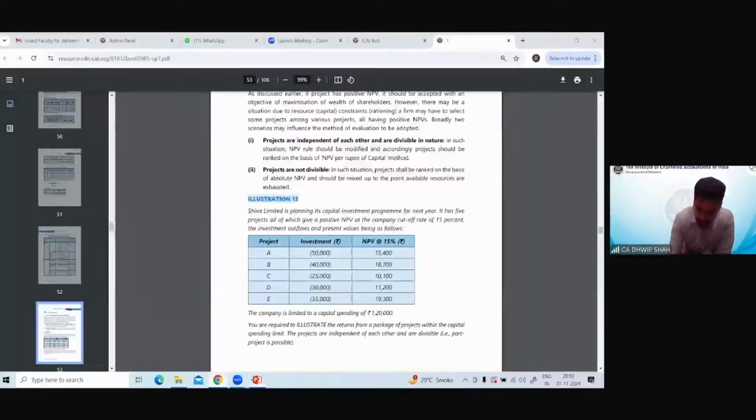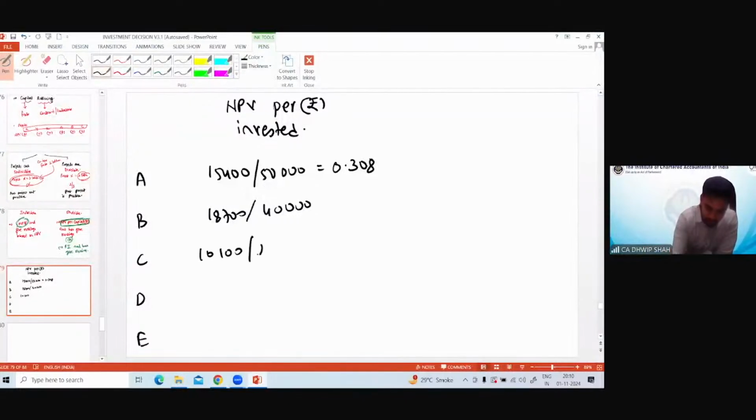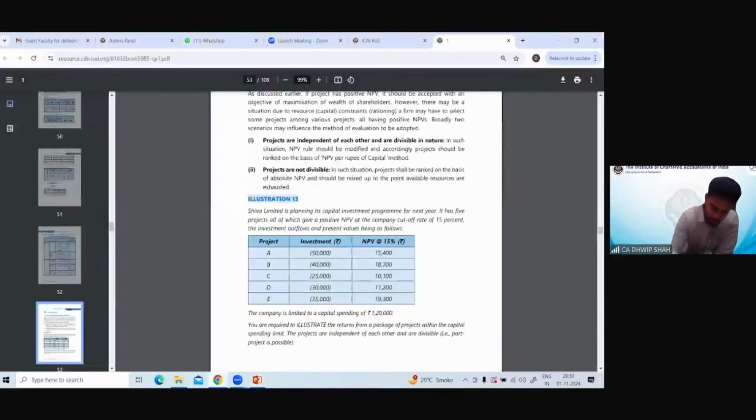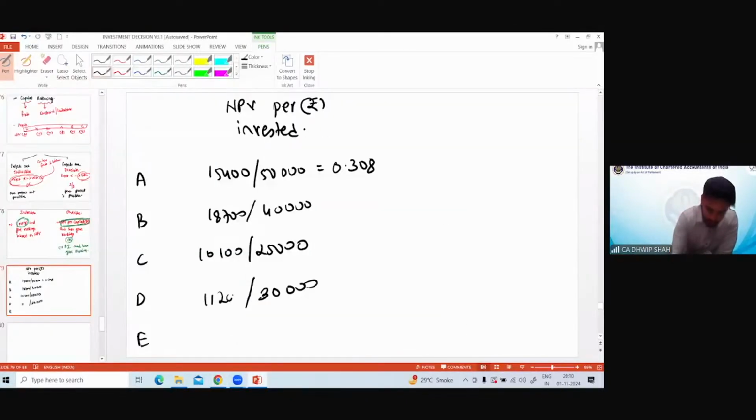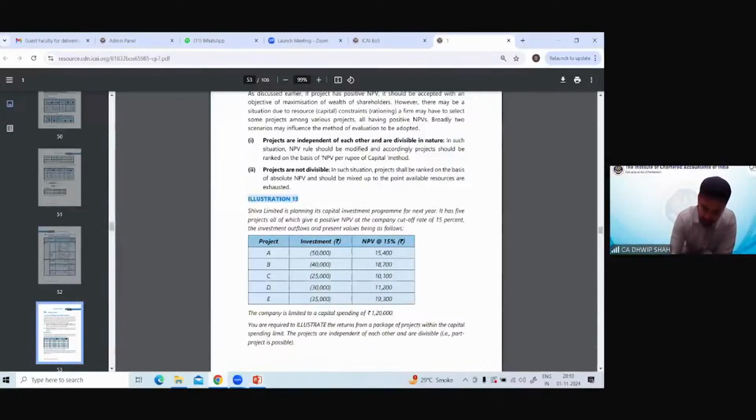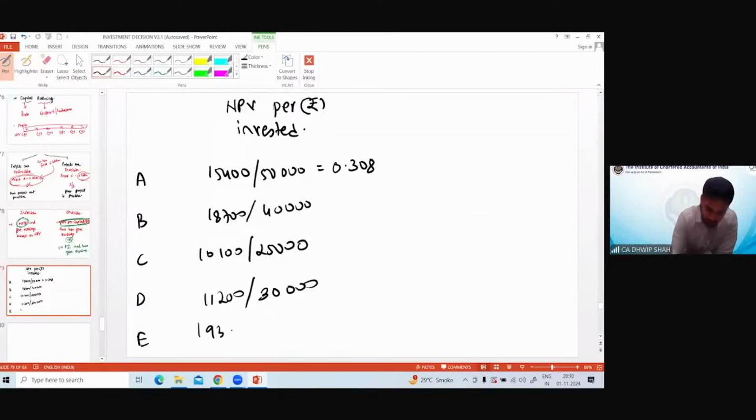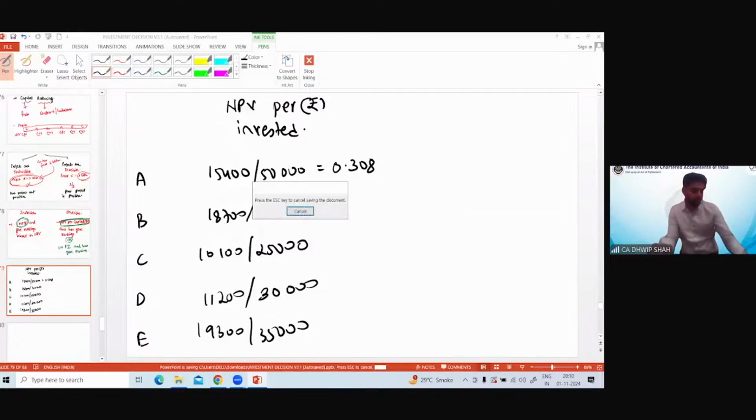Similarly, for project C, 10,100 divided by 25,000. For project D, 30,000 is the investment amount, with NPV 11,200. And for project E, it is 19,300 divided by 35,000. Okay? So can you calculate NPV per rupee of investment for projects B, C, D, E?